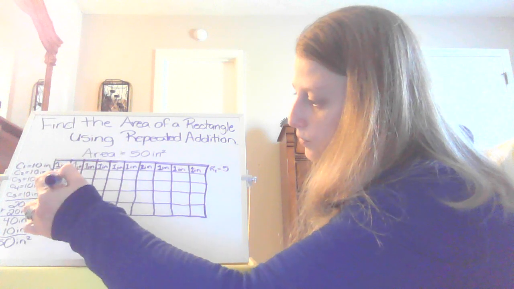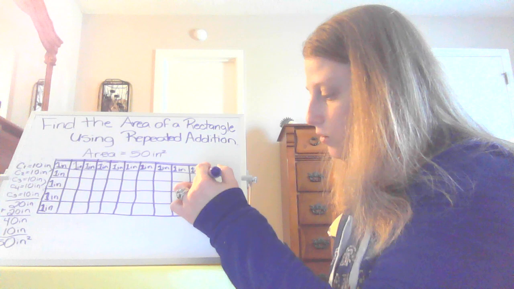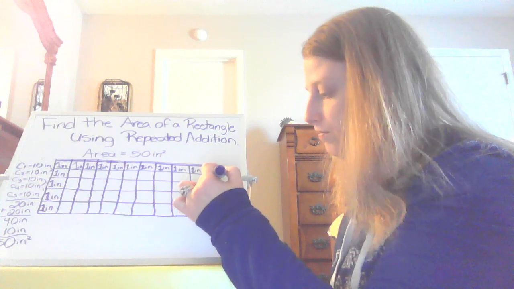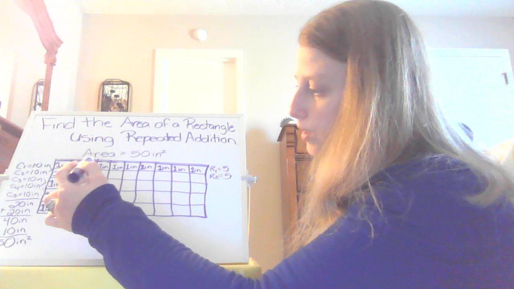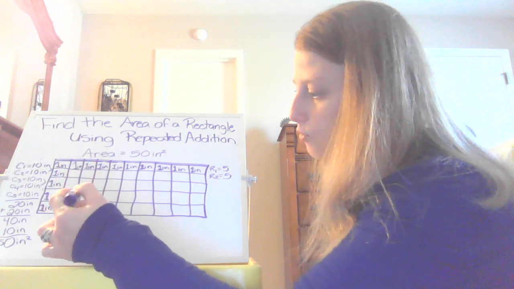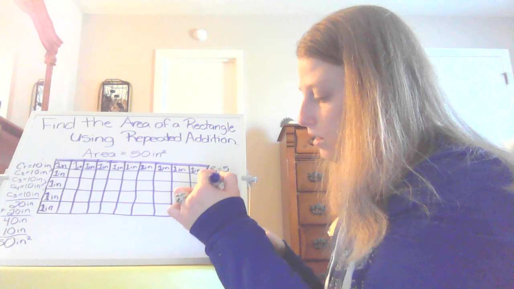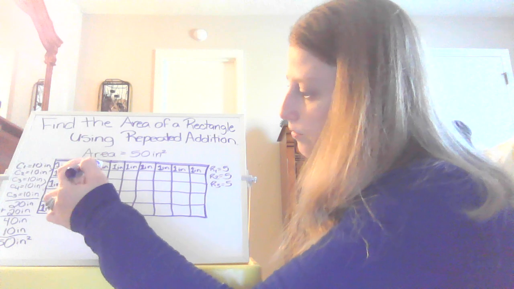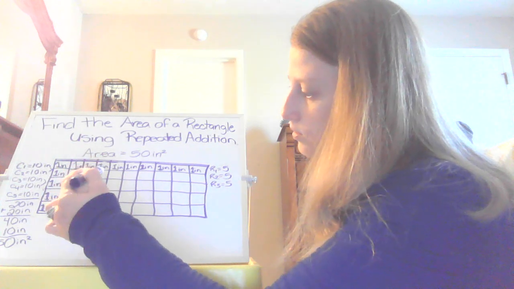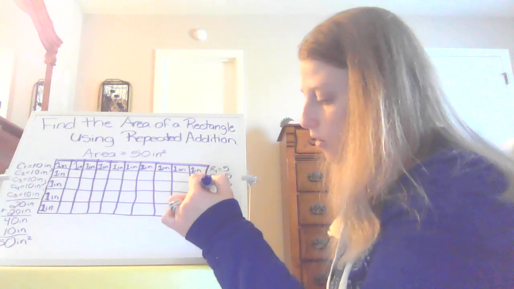Alright, what about row 2? 1, 2, 3, 4, 5. R2 equals 5. Okay, let's look at the third one. 1, 2, 3, 4, 5. Okay, R3 equals 5. What about the fourth one? 1, 2, 3, 4, 5. Okay, R4 is 5.